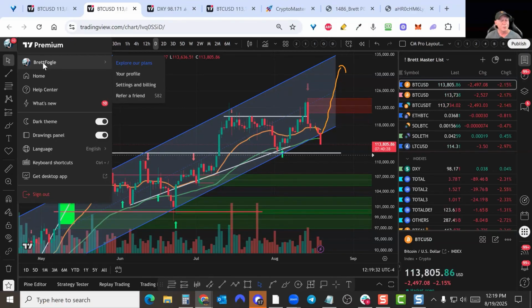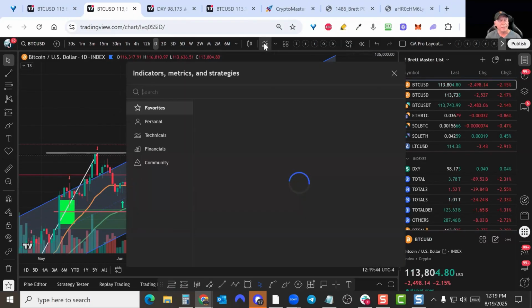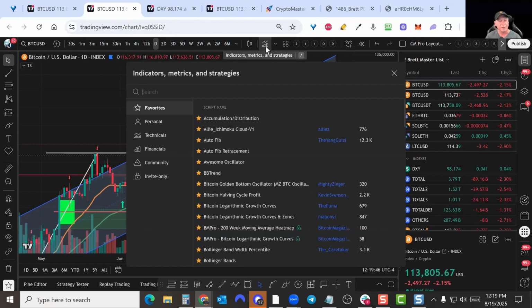Okay? So once you fill that out in the members area, that will go over to Joe, and this is still a manual process, everybody. So Joe has to go in, turn it on for you, and once that happens, you'll find it under here to see this graphic that looks like a chart. If you hover over it, it says indicators, metrics, and strategies. You'll want to go here to invite only.